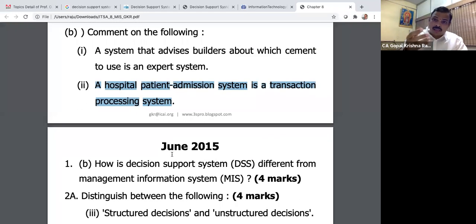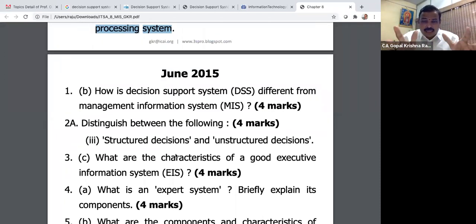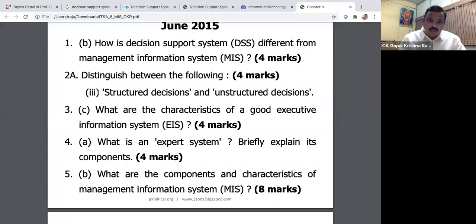That means you need to actually explain what that system is and how it has been connected to that example. So this chapter is very practical, 100% practical. And what is the distinction between a structured decision and an unstructured decision? So an MIS reporting will be what, and a DSS decision will be what.